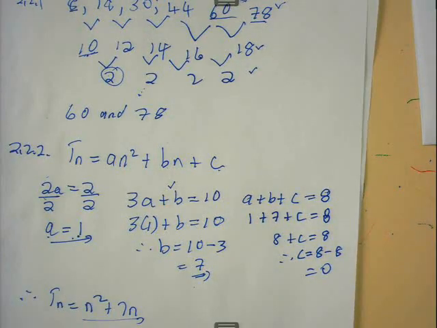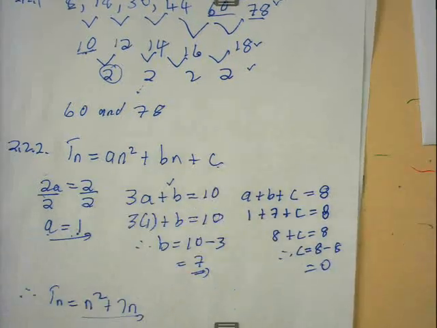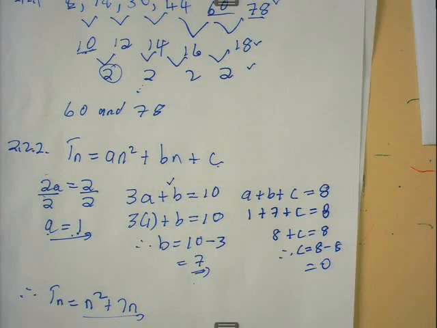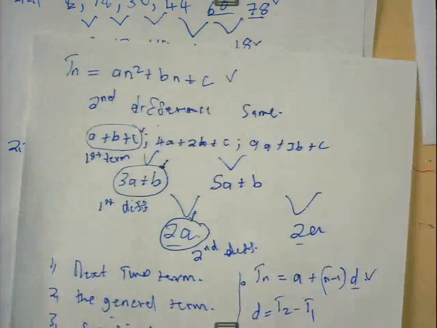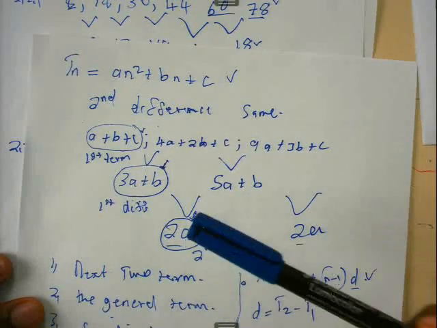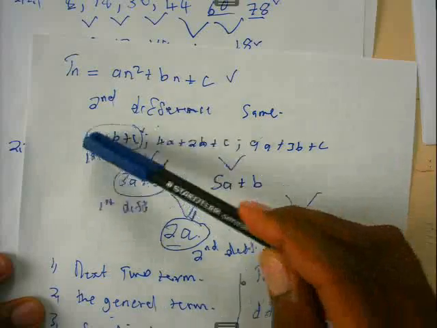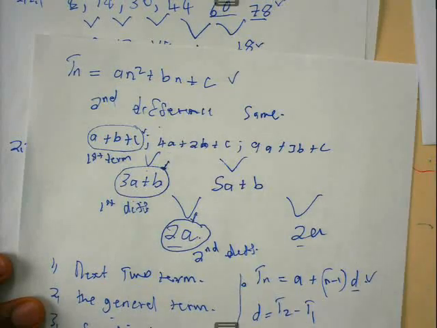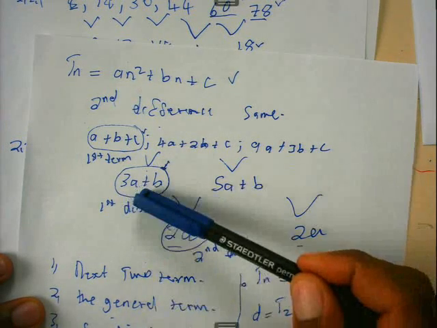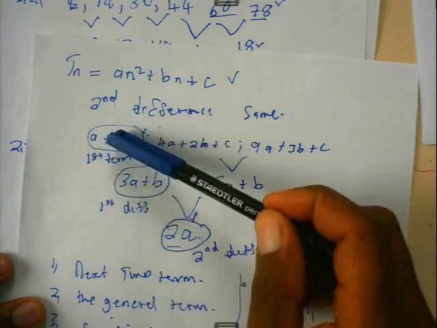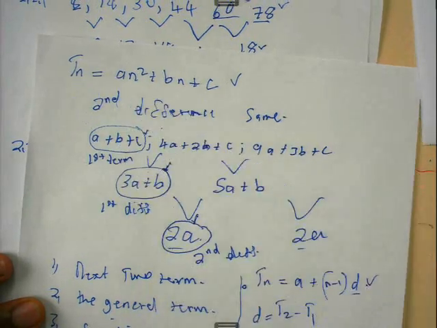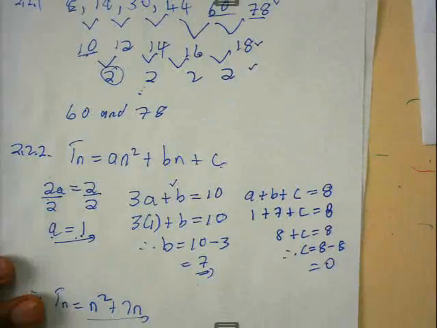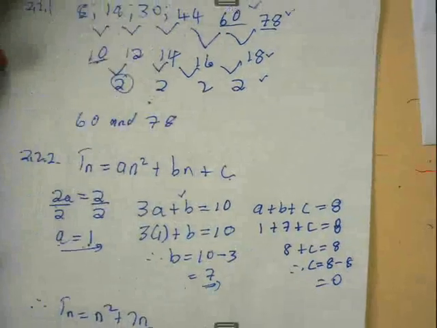Of course, it's very important: 2a, 3a plus b, as well as a plus b plus c. These are very, very important here. 2a, 3a plus b, a plus b plus c. That is the second difference, the first term of the first difference, as well as the first term. Very, very important. Right. Thank you, boys and girls. I think now we have addressed the second one.